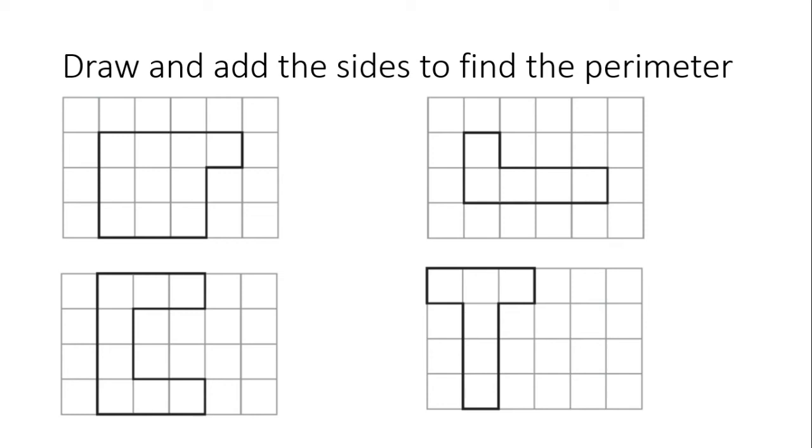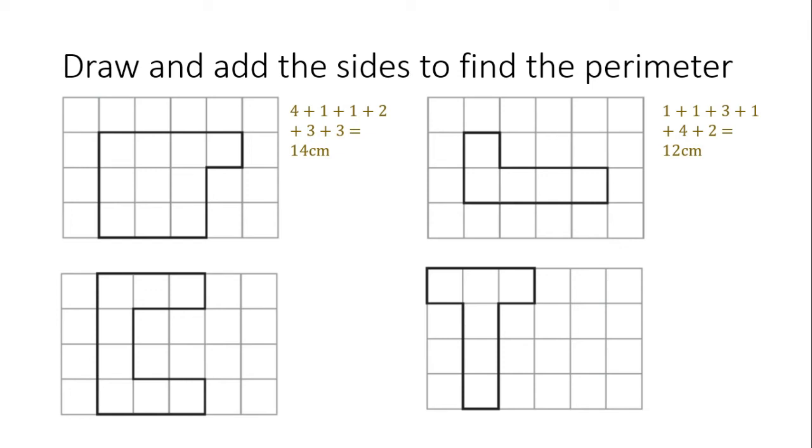Okay, it's answer checking time. Starting on the left-hand side on the top, we've got a shape that has 14 centimeters in perimeter. So I've added up all the sides, 4 plus 1 plus 1 plus 2 plus 3 plus 3, and that equals 14. On the right, we've got a shape that is 12 centimeters in perimeter, and all I did was add up those sides, 1 plus 1 plus 3 plus 1 plus 4 plus 2, and that equals 12.